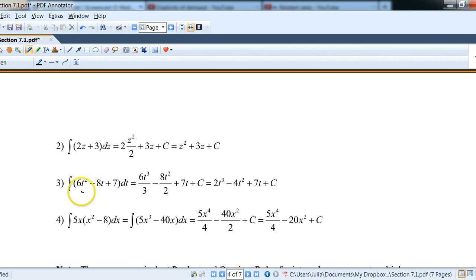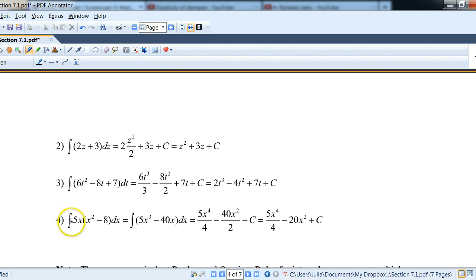Okay. Same thing we can do with 6t squared minus 8t plus 7. You'll get, notice how I kept the 6 on the top, which is okay. So you get 6t cubed over 3 minus 8t squared over 2 plus, remember, the constant becomes 7t plus c. And then you can reduce it sometimes. 6 divided by 3 is 2t cubed. Minus 8 divided by 2 is 4t squared plus 7t plus c. So sometimes it reduces, sometimes it doesn't, it just varies.